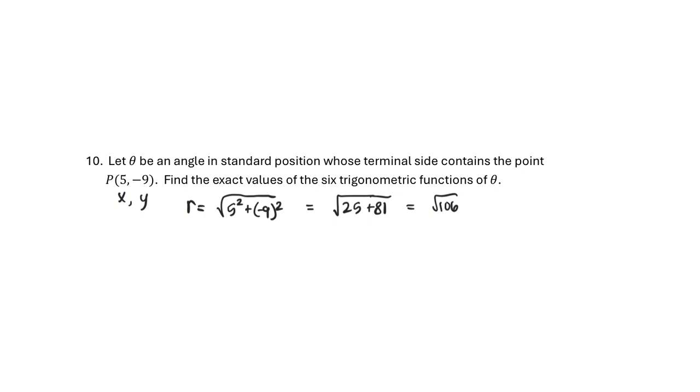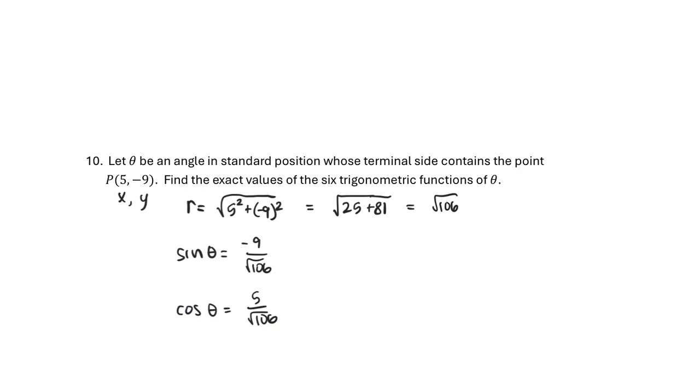And the square root of 106 is not going to simplify. So we're going to leave that as a square root of 106. So we can find the value now of all 6 trigonometric functions. For sine, it's y divided by r. So this is negative 9 divided by r. For cosine, it's x divided by r. It's 5 divided by root 106.